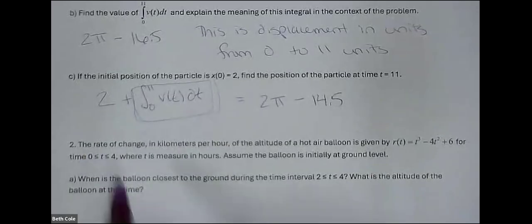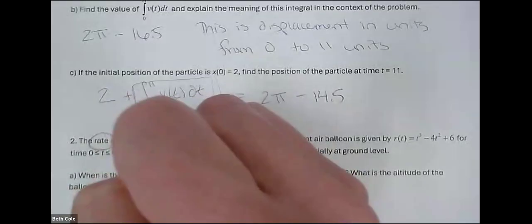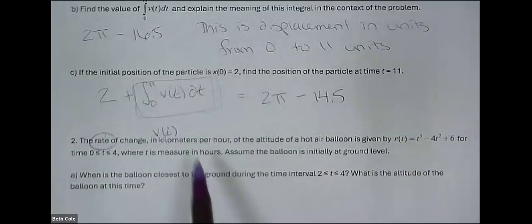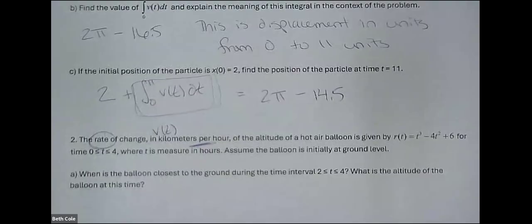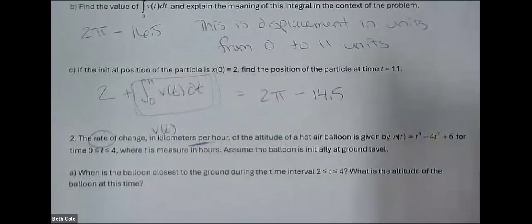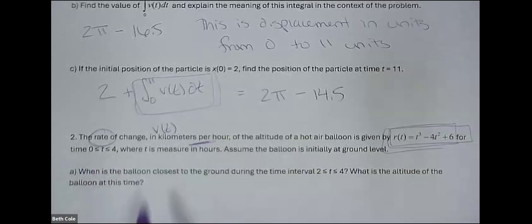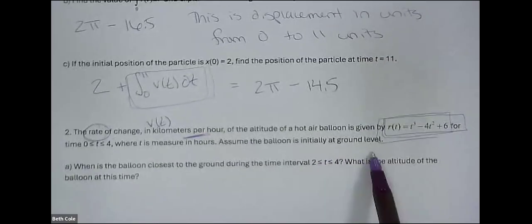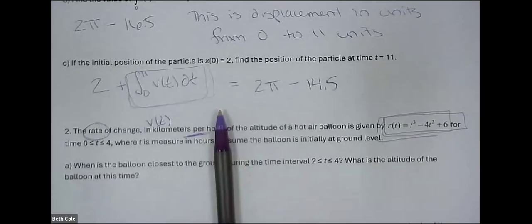The rate of change. That's a rate, so it is a derivative or velocity, in kilometers per hour. Something per something else means derivative. Rate, slope, all those good things. The altitude of a hot air balloon is given by this, for 0 to 4. Time is in hours, so we have kilometers and hours. Assume the balloon is initially where? That means 0. The balloon has to be on the ground or we can't get in.